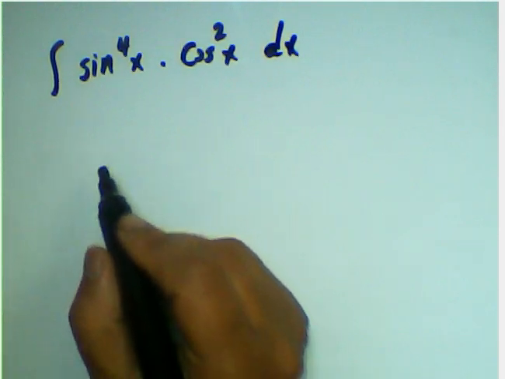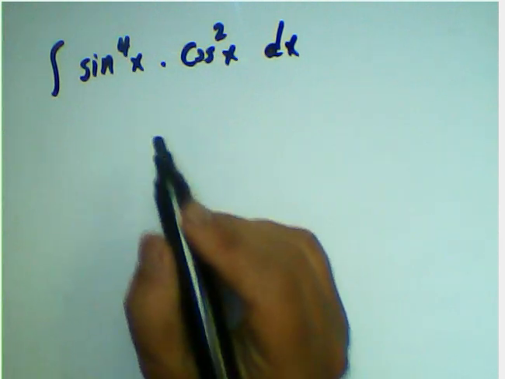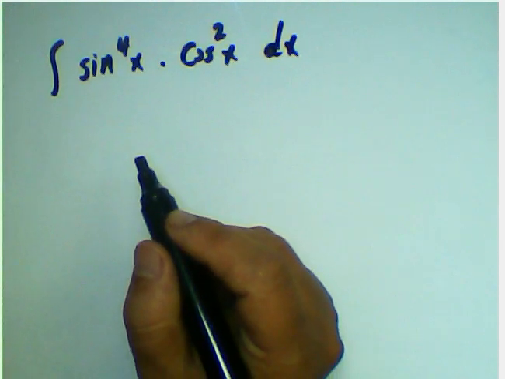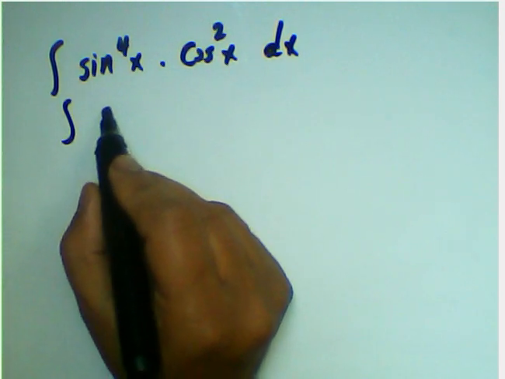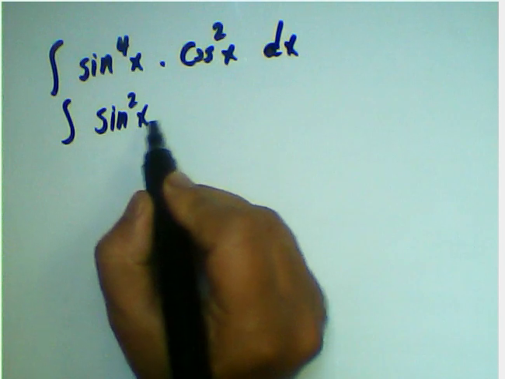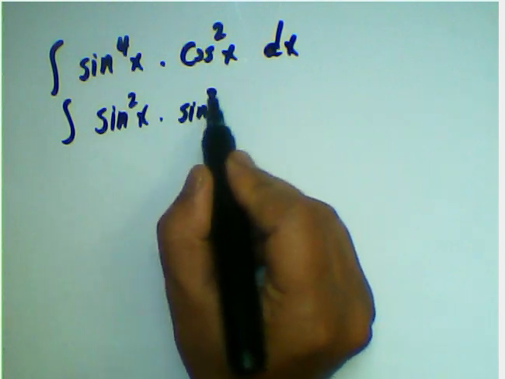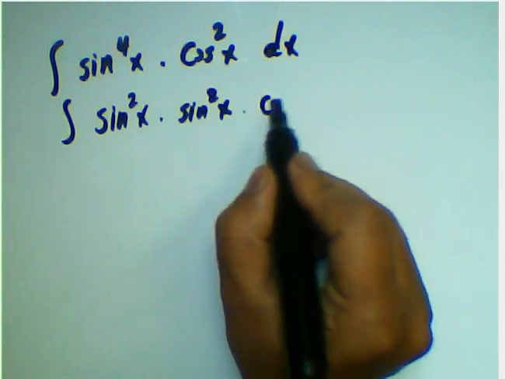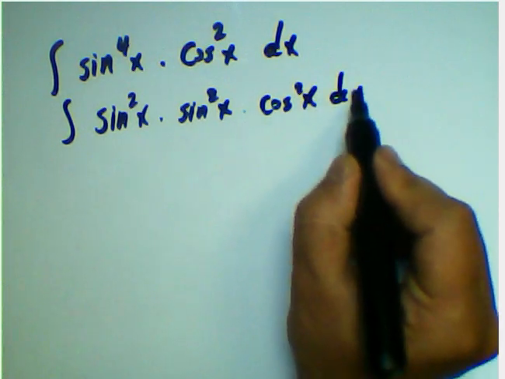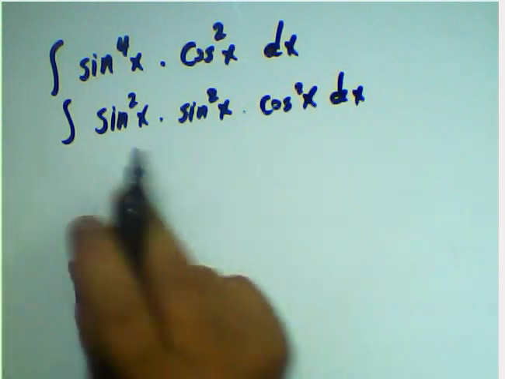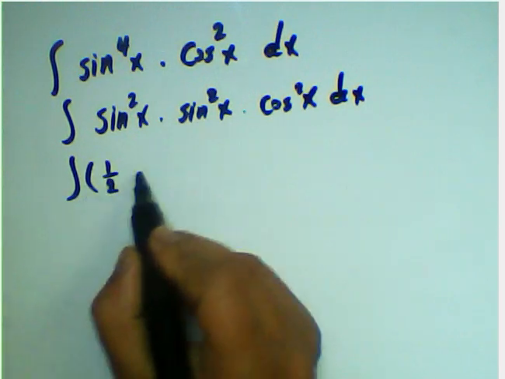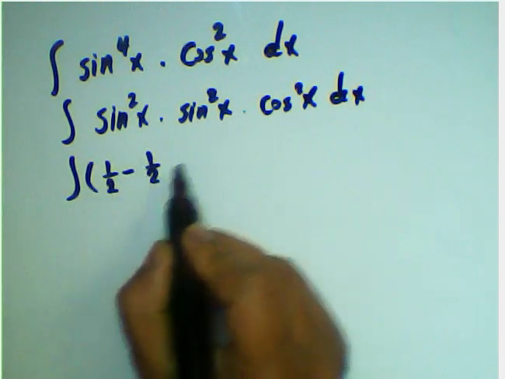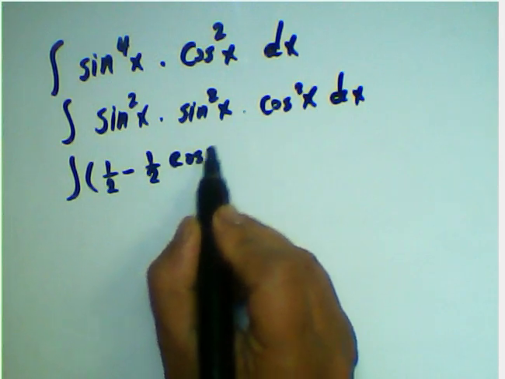We know sine power 2 x plus cosine power 2 x equals 1. So we can find this function in the simplest form, right? Sine power 2x dot sine power 2x dot cosine power 2x dx. We know sine power 2x equals half subtract by half cosine 2x.